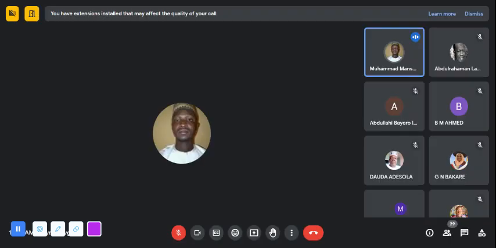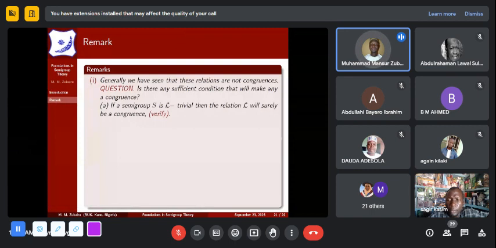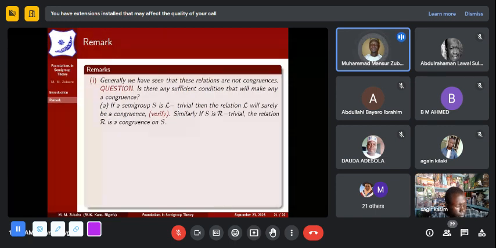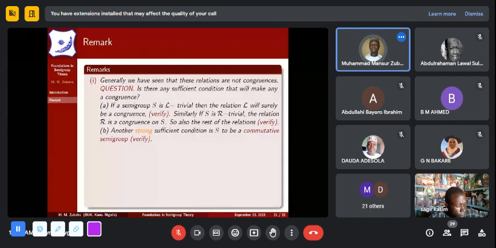Some few observations are as follows. If a semigroup S is L trivial, meaning that the relation L is just an equality relation, two elements A and B are L related if they are equal, then the relation L will surely be a congruence. You can sit down and verify this. If S is R trivial, the relation R is a congruence on S. So also the rest of the relations we can verify.